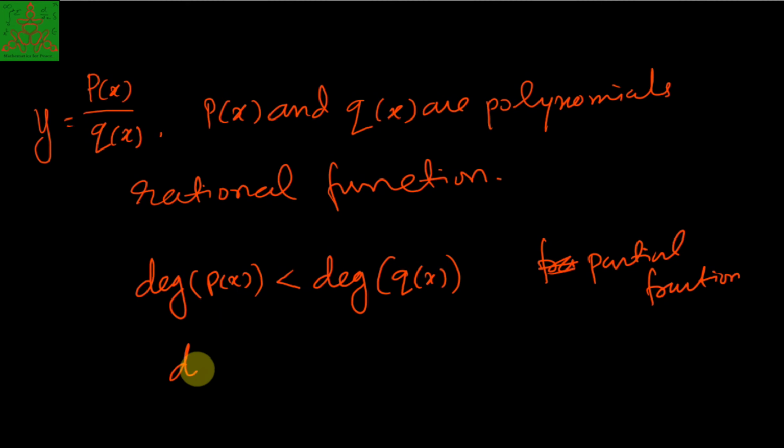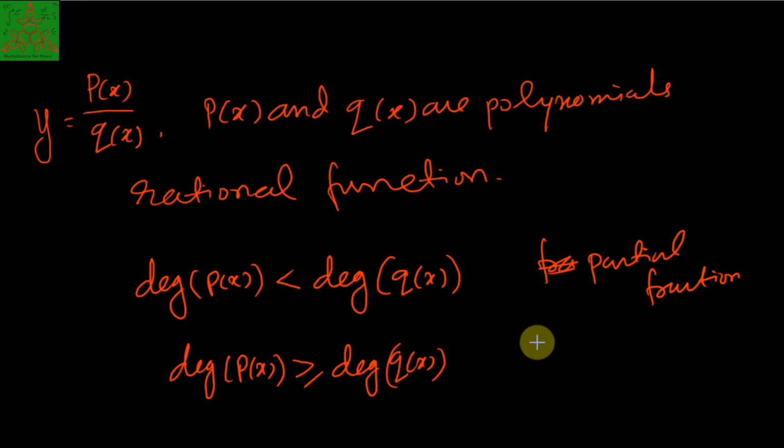And if the degree of p of x is greater than or equal to the degree of q of x, then you have to divide p of x by q of x and convert it into this form. We'll solve examples of both types, and first of all let us see what we mean by partial fraction and how we do it.